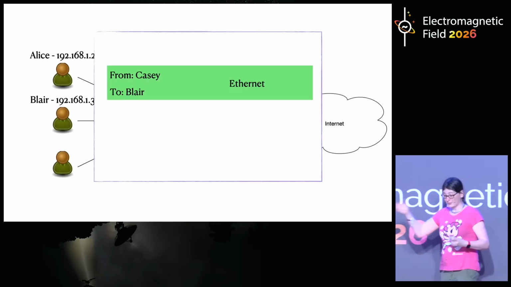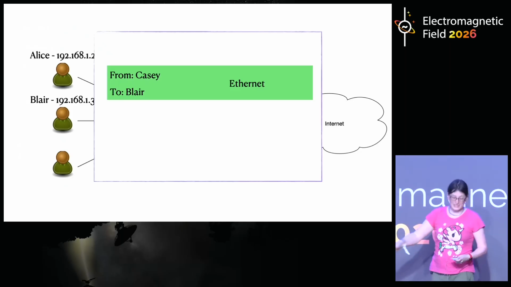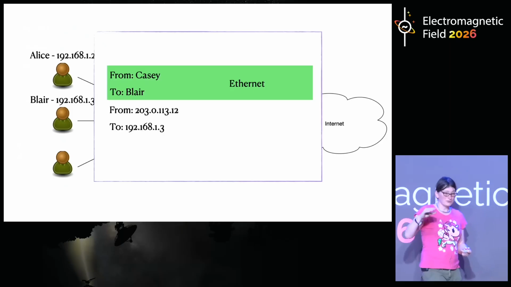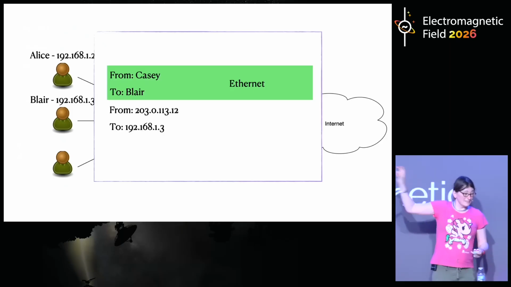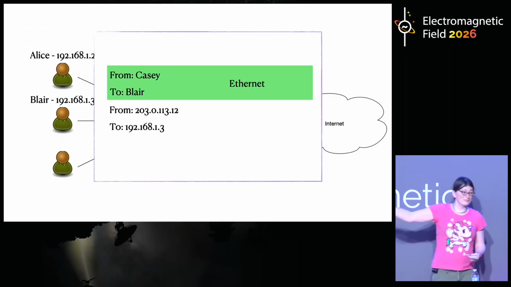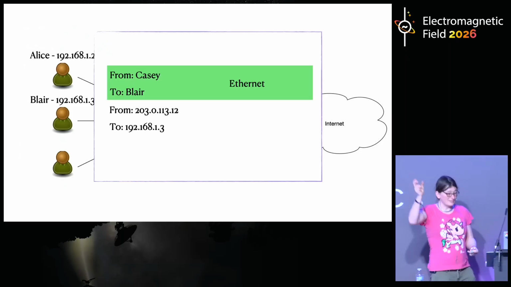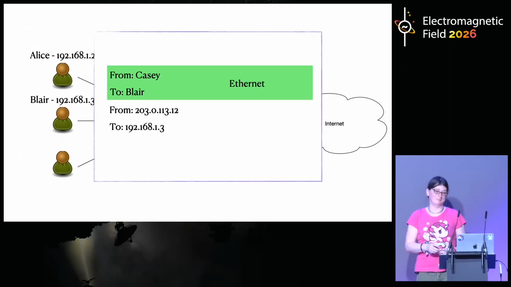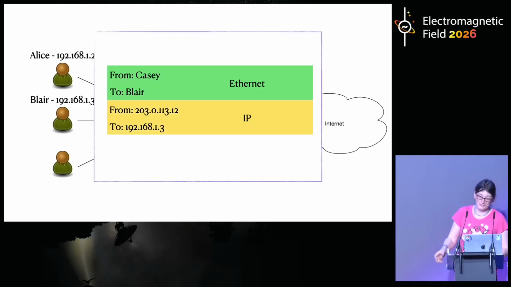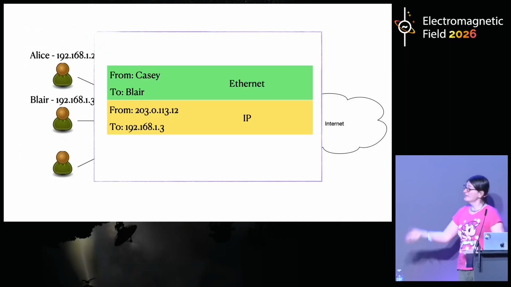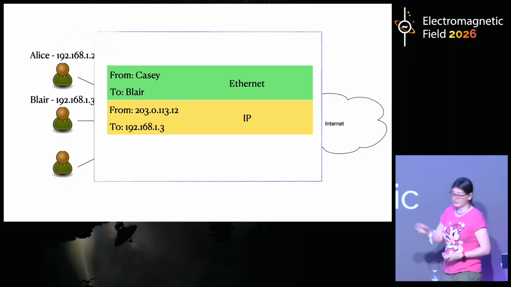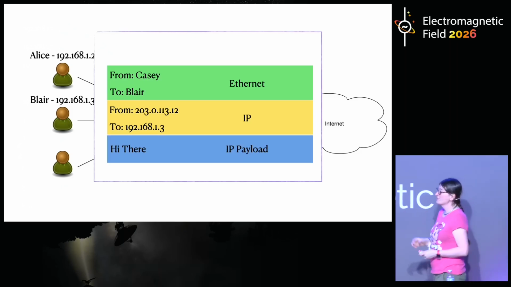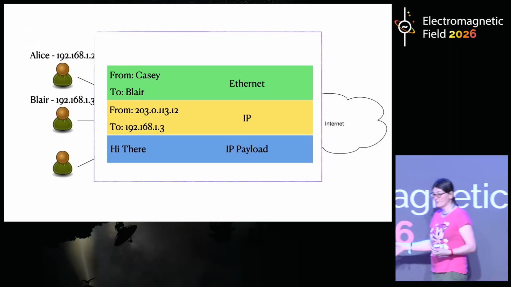And so your network layer. Inside of that message is the internet protocol message, which says, this is a message that comes from the internet, from this IP address, and the destination is this IP address, which belongs to Blair. And inside of that you have the actual content that you are transferring, which in this case is "hi there". This is the payload of the internet protocol message.